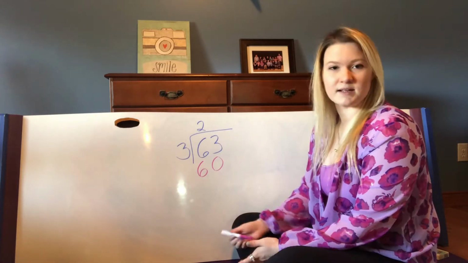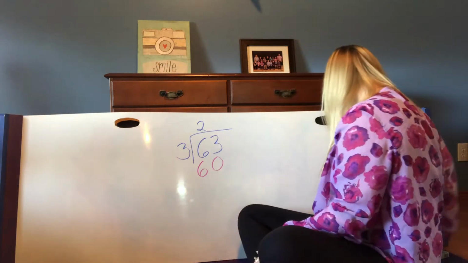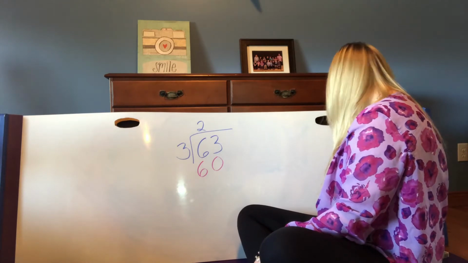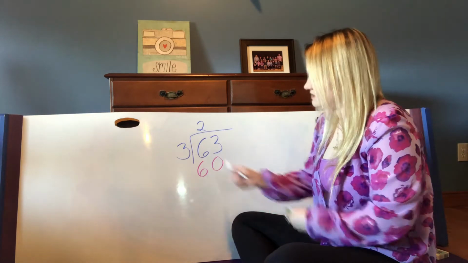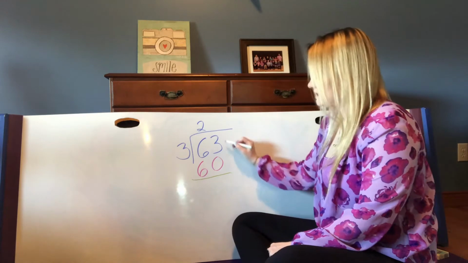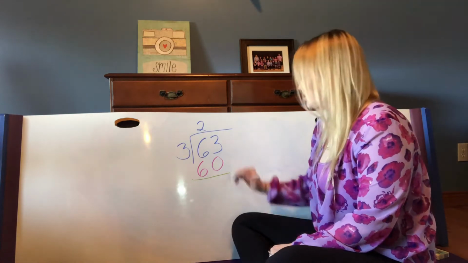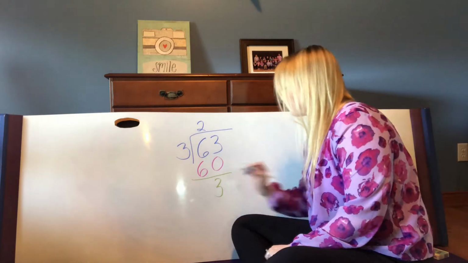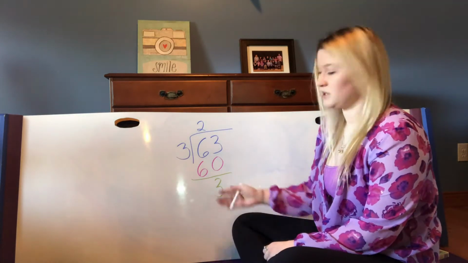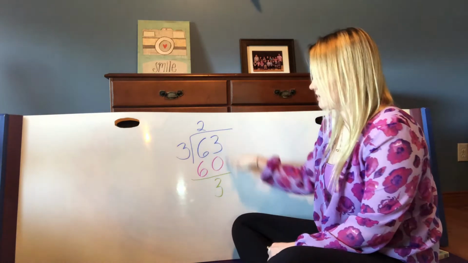Now we're on to the S, which stands for subtract. And we are going to subtract these here. So we have 63 take away 60, which we know leaves us with a 3. Now we're not done yet because we still have numbers under our sideways L.